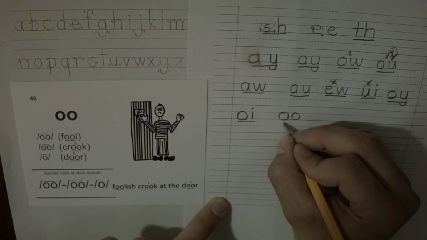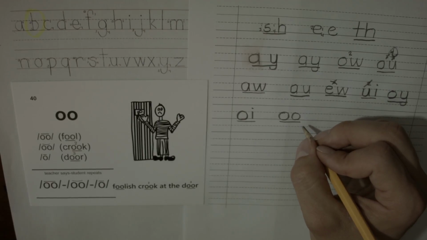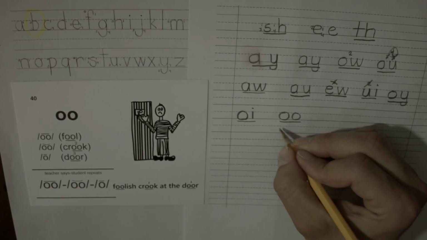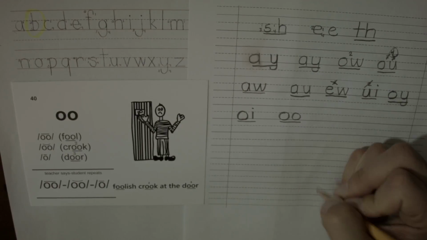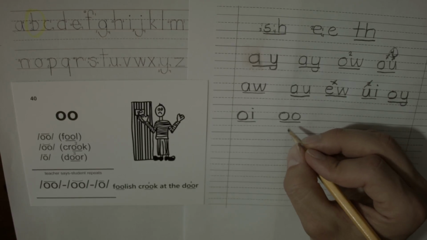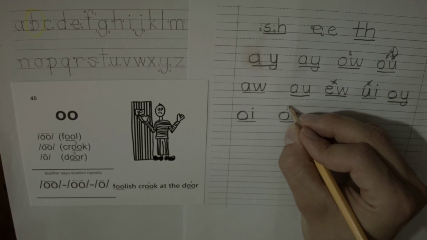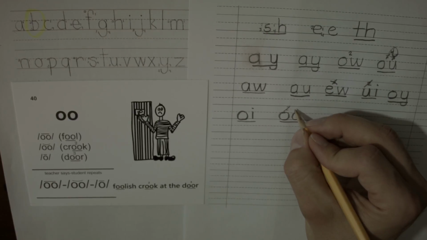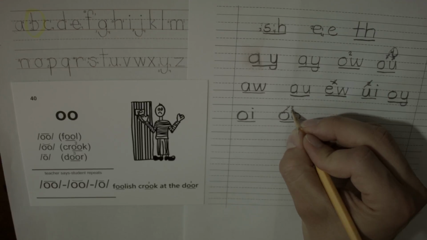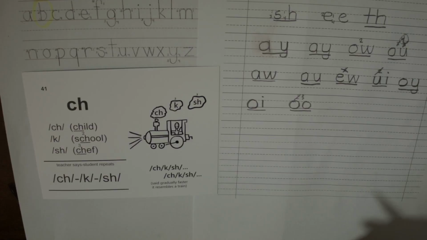And we're going to double underline this, and this is a multi-letter phonogram, obviously, so we underline it. But if we want to signify that it's the first sound, as in foolish, we'd have it just like that. If we wanted to signify that it was the second sound that it makes, as in crook, we'd put a 2 above it. Now, if we want to signify that it's the third sound, as in door, we'd put a 3 above it. All right, this is ch, k, sh, as in child, school, and chef.